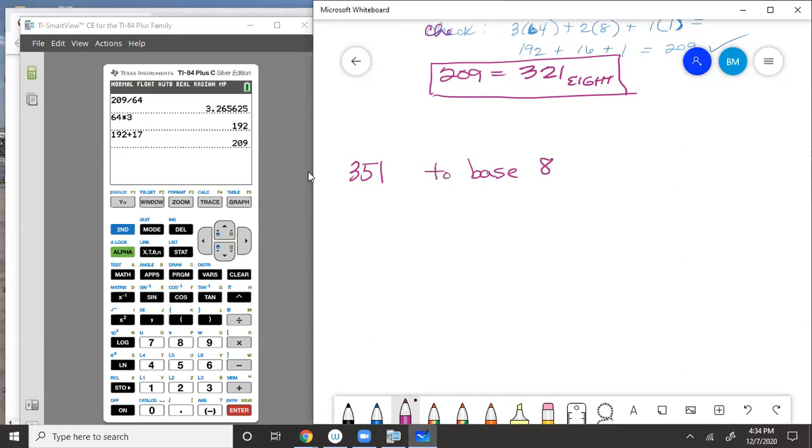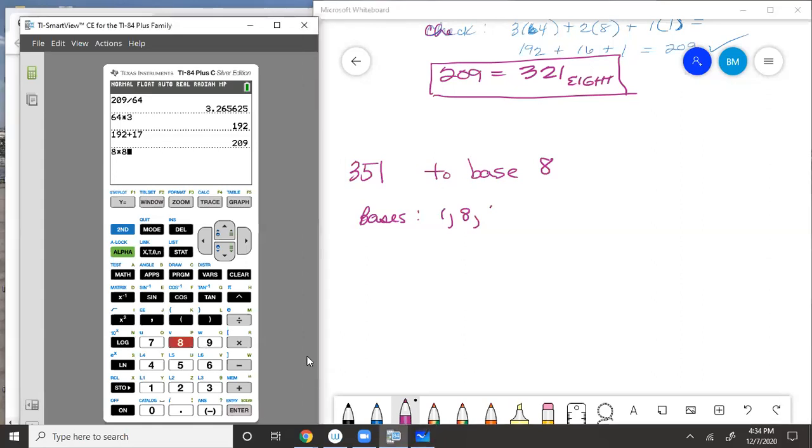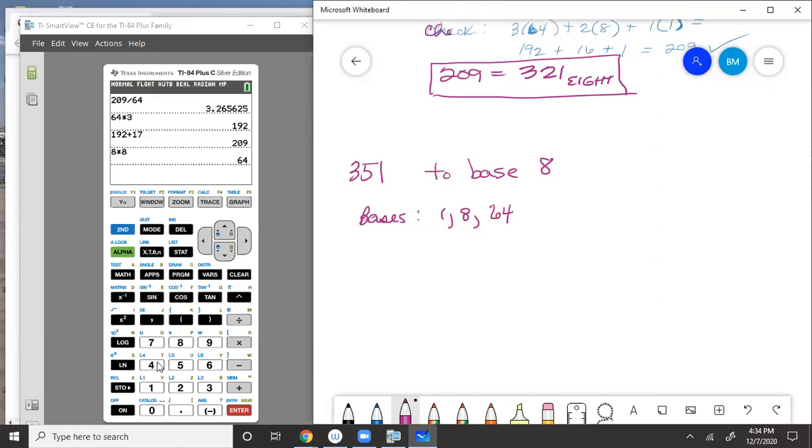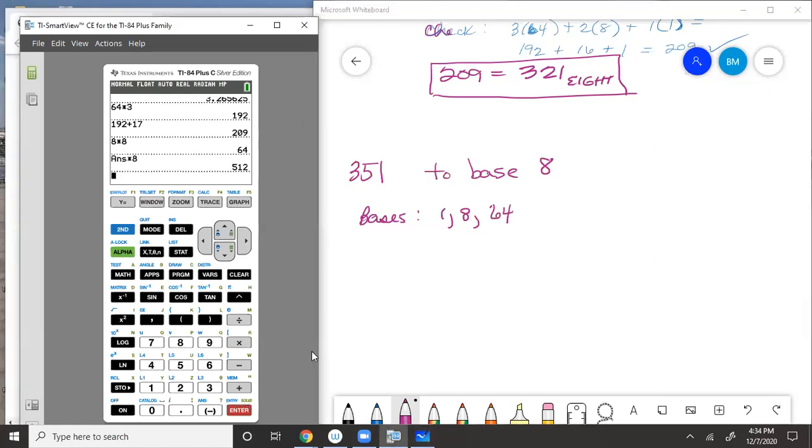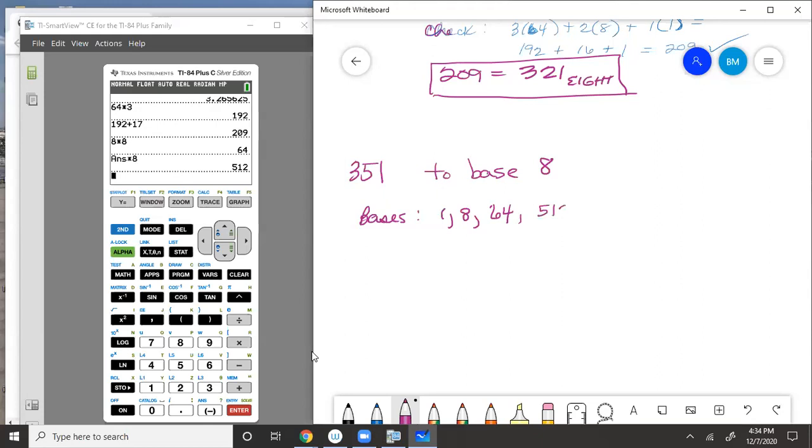So first we want to know what the bases are, okay? So we start with 1. 1 times 8 is 8. What's the next one? 8 times 8 is 64, right? Let's multiply by 8 again. 512. That number is too big, so these are the only 3 that we're going to work with, okay? 1, 8, and 64. So we need only know how many times 64 goes into 351 and put a number there.